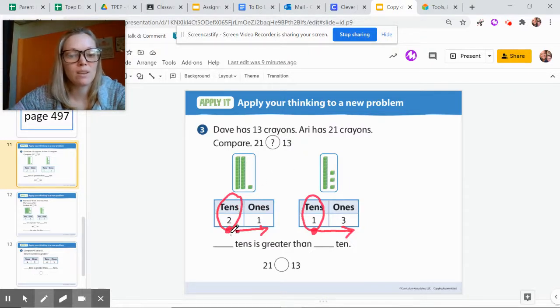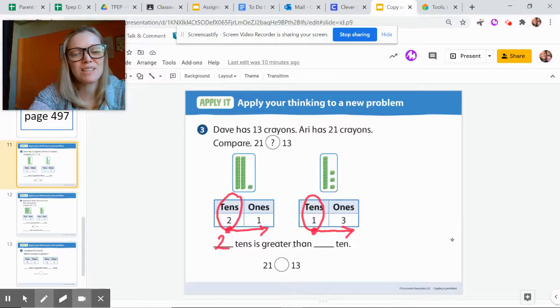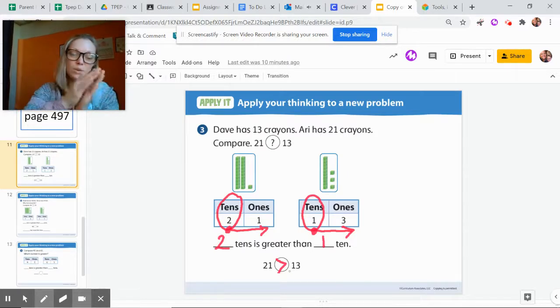Okay, so let's take a look. In 21, there are 2 tens. In 13, there is 1 ten. Which one's bigger? So right here, I'm going to say 2 tens is greater than 1 ten. So the number 21 is greater than 13. That alligator mouth is going to eat the number 21. Make sure you fill that in.